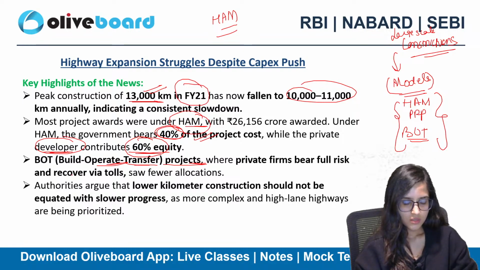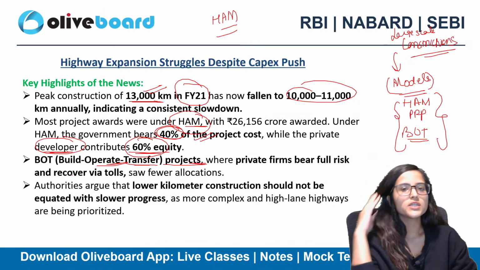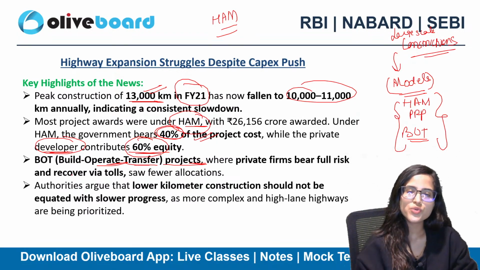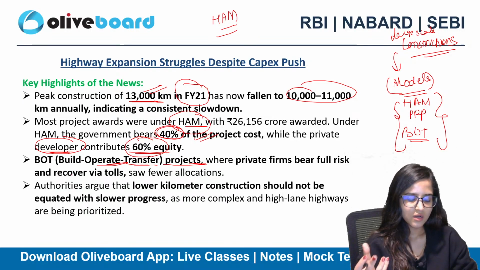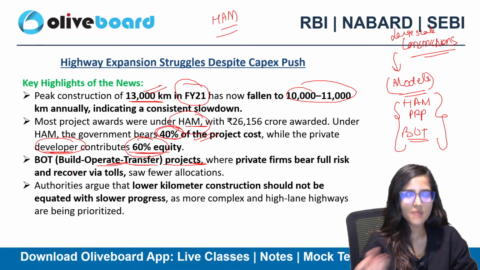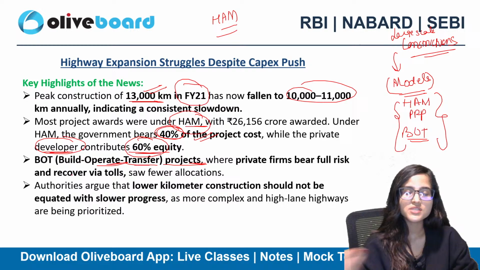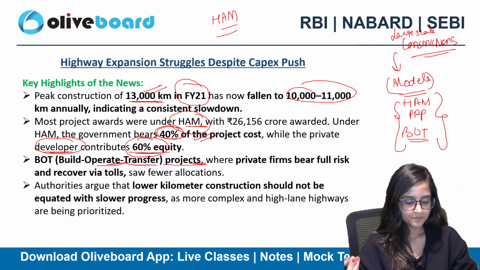Okay, a hybrid annuity model is a type of public-private partnership. Kaustav, public-private partnership is a broader term. There are different ways through which the public and private sectors can collaborate with each other. It can be 50-50, it can be 40-60, it can be 60-40.